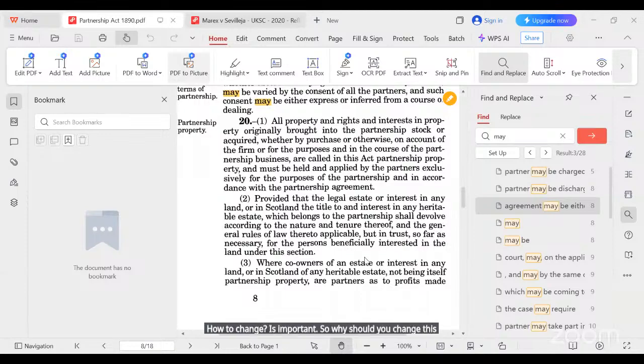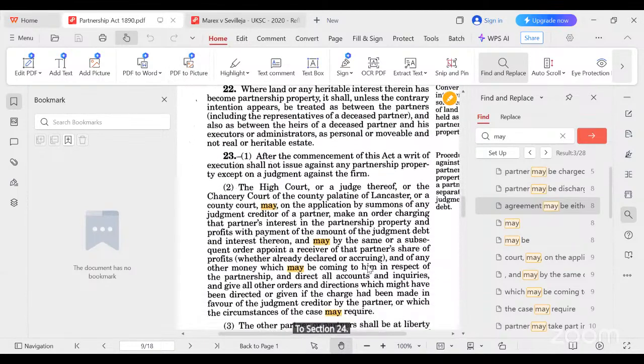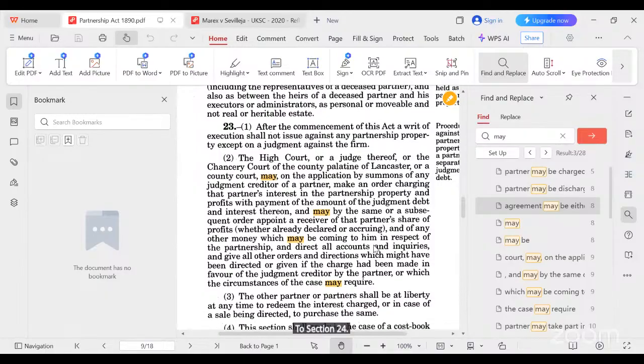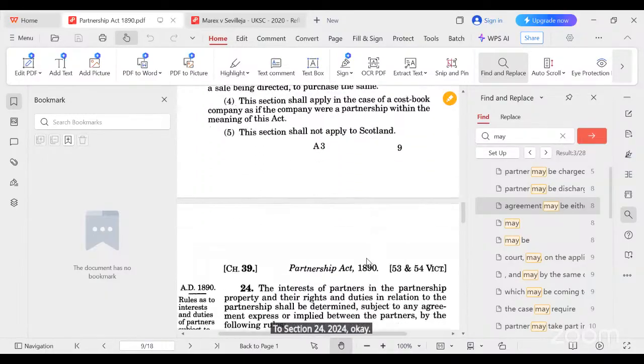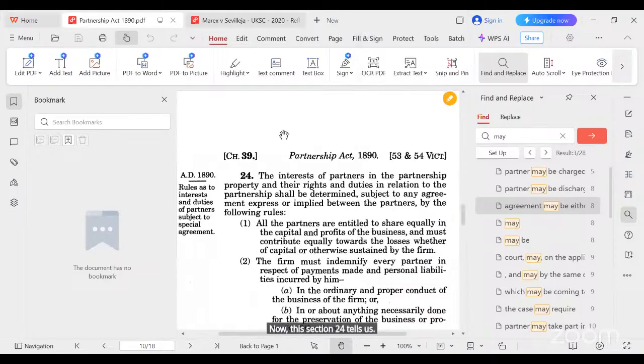Let me give you an example where knowing how to change is important, or why you should change it. Let us go to section 24. Now, this section 24 tells us that the interests of partners in the partnership property and their rights and duty in relation to the partnership shall be determined by the following rules, but subject to any agreement express or implied.